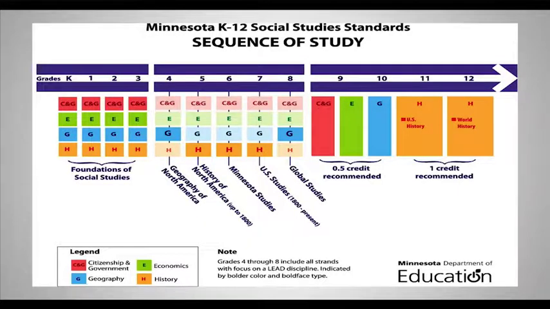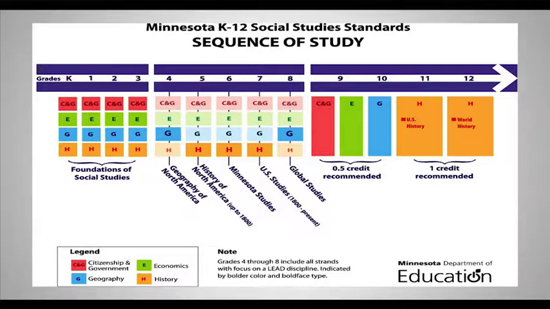How are the Minnesota Social Studies Standards organized? Kindergarten through third grade will have foundational benchmarks in each of the 4 disciplines: citizenship and government, economics, geography, and history. In 4th through 8th grade, there are lead disciplines. For example, 4th graders will study geography of North America as the lead discipline. Most of the benchmarks will focus here, but 4th graders will still touch on the other social studies disciplines.